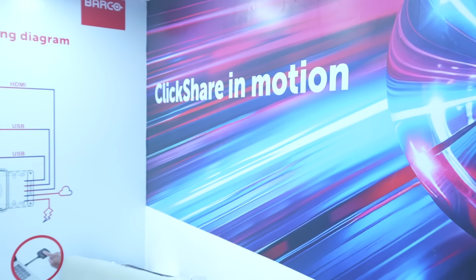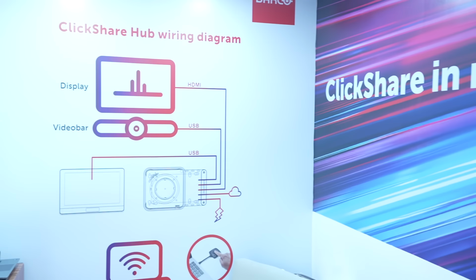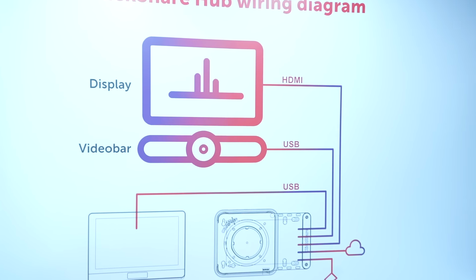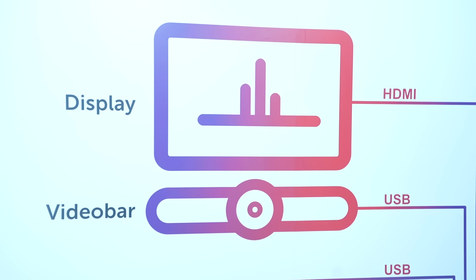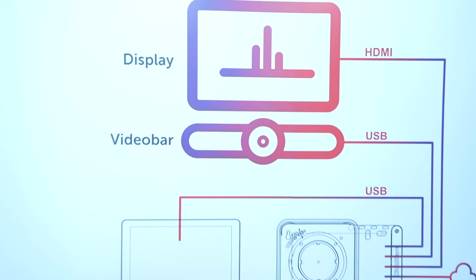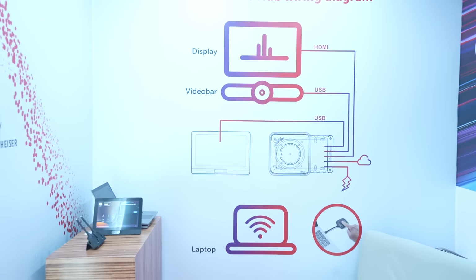We have ClickShare Hub, which enables you to come to the meeting room, tap on our Barco control panel and start the meeting. If you want to share the content, you can use our next generation button to share the content wirelessly over ClickShare Hub.